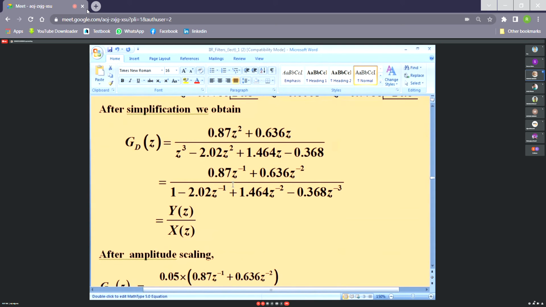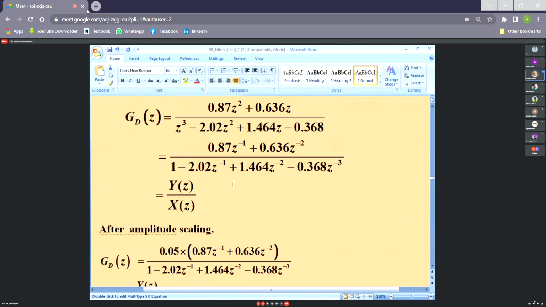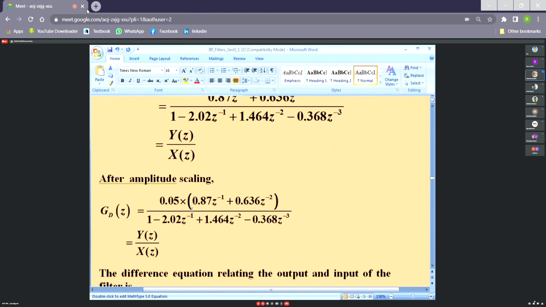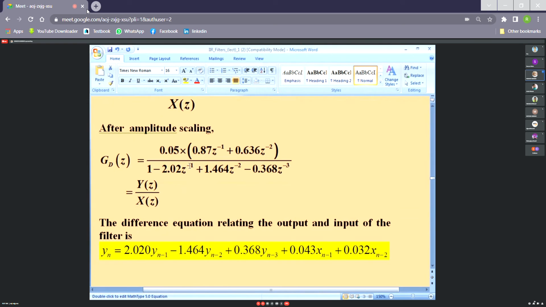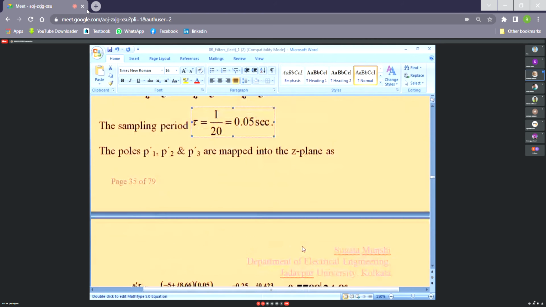Remember that in case of impulse invariant transformation, you have to multiply GDZ by tau. Amplitude scaling is necessary to preserve the DC gain of the analog low pass filter. So you get the final expression for GDZ. From there, cross multiply, take the inverse Z transform and get the difference equation relating the output and the input of this form. Write down this part.